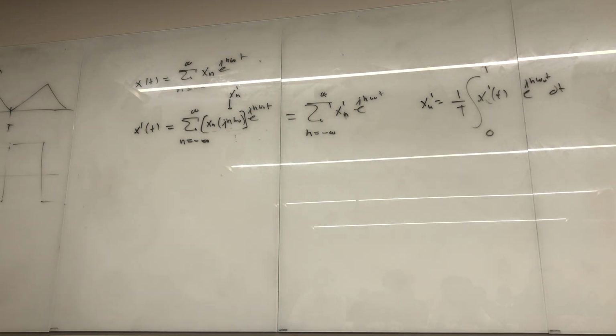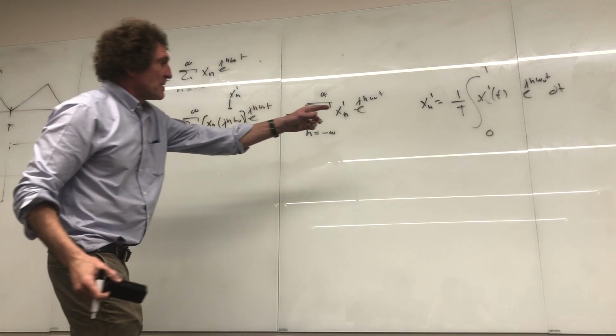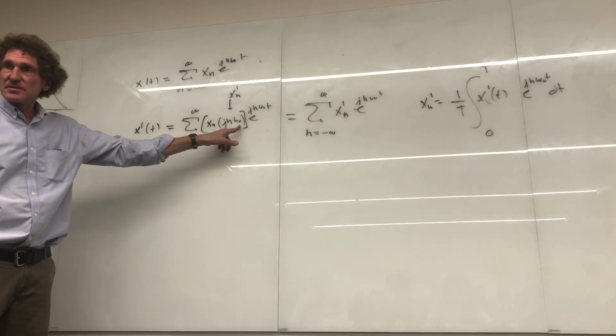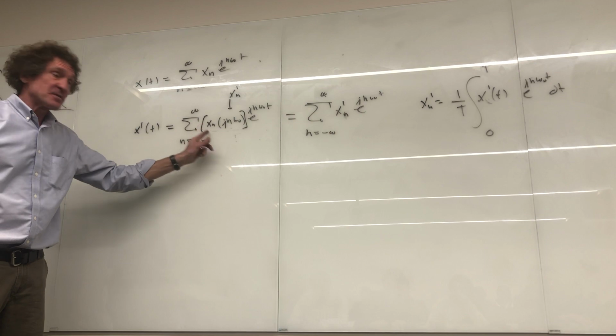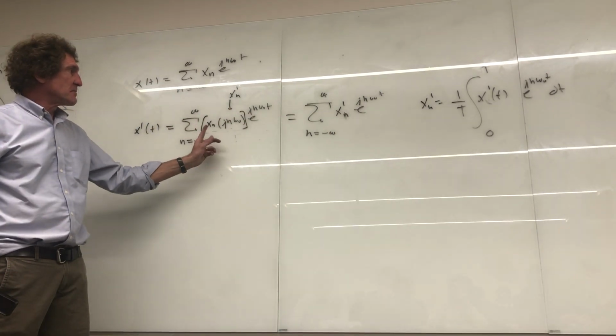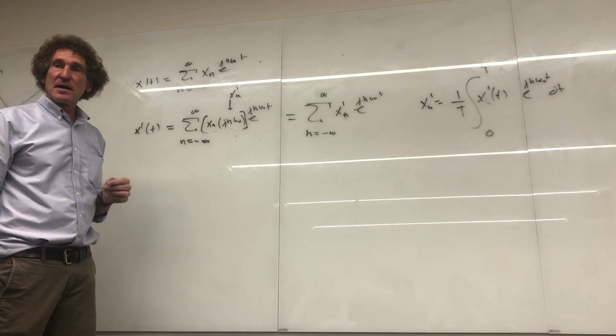And now I'm calculating the value of x of n prime, but if I wanted x of n, I'd just divide it by j n omega naught. Do y'all see this? I want you to notice what I'm saying. I'm after x of n, right? But if I have x of n prime, I just need to divide it by j n omega naught, don't I, class?